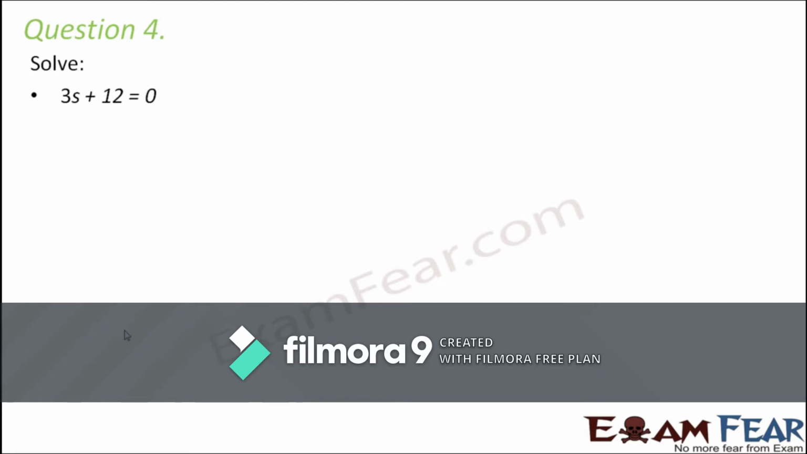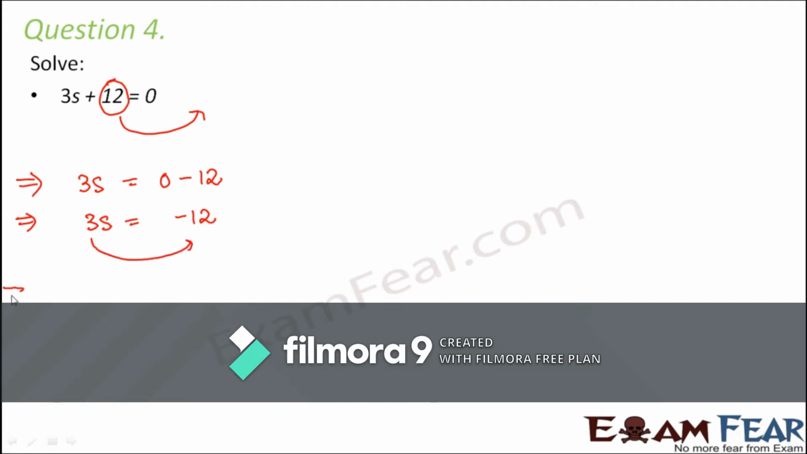Question number 4. Solve 3s plus 12 is equal to 0. So in this case, in the first step, we will move this constant this side. So this becomes 3s is equal to 0 minus 12. And what would be 0 minus 12? 0 minus 12 would be minus 12. Now let's move 3 to right hand side. So therefore this becomes minus 12 divided by 3. So 3 4s are 12. Therefore s is equal to minus 4.